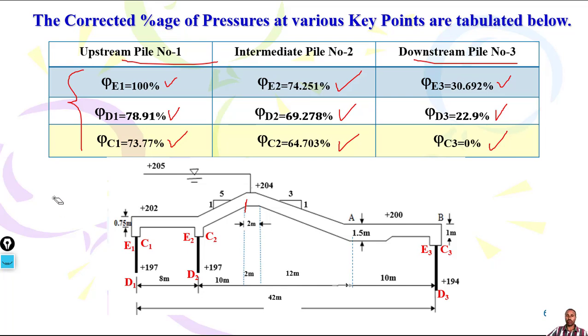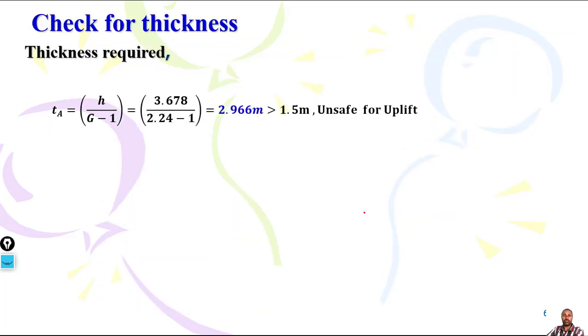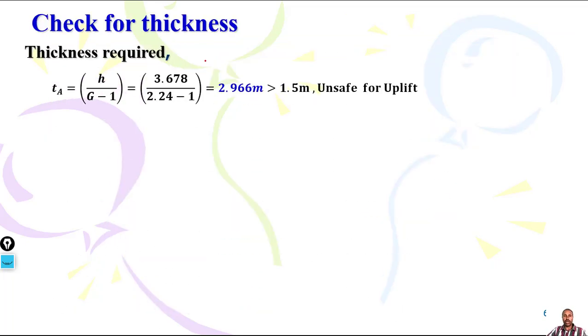So how do you compute the hydraulic grade line? The hydraulic grade line is very important. You can check the thickness of the floor, and also the ordinate of the hydraulic grade line, for checking purposes. So check for thickness now. Thickness required, you have 2.6 to 3.678, which is 2.966 meter thickness at A.